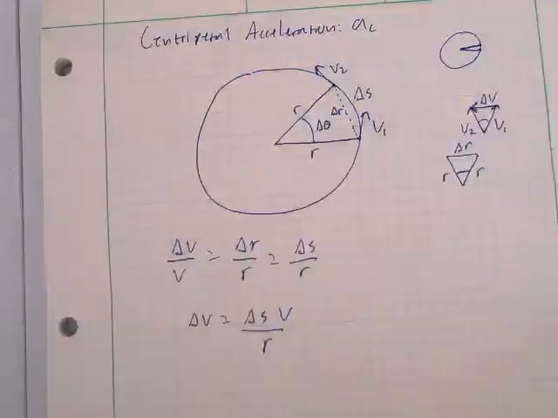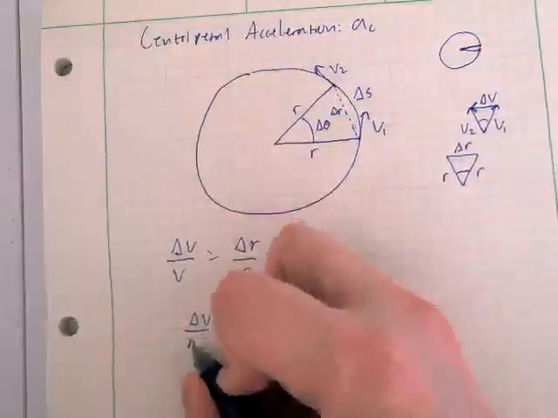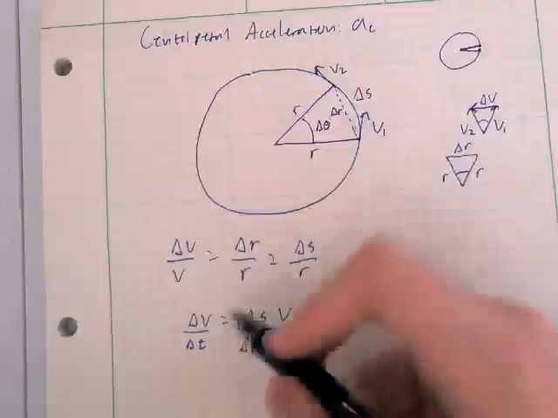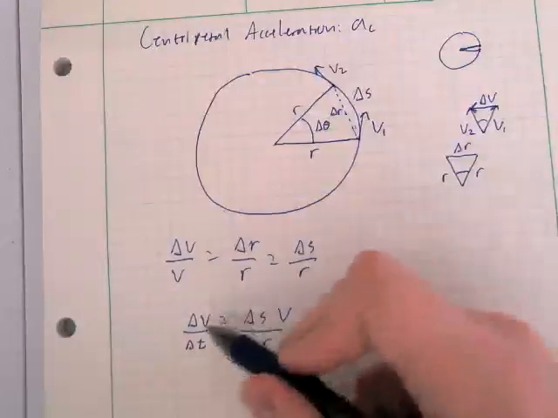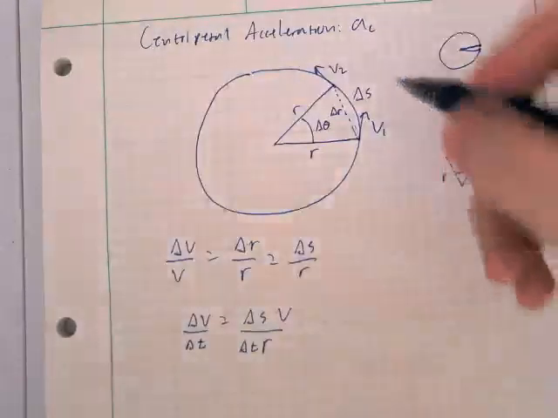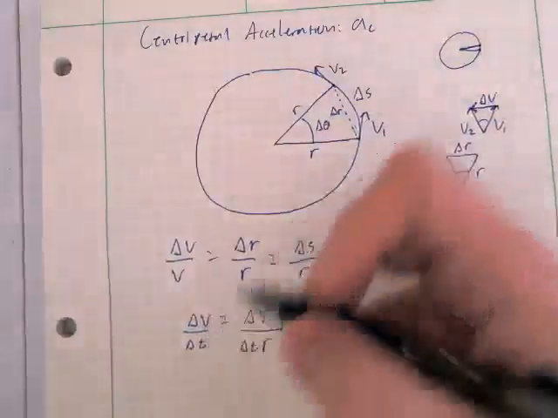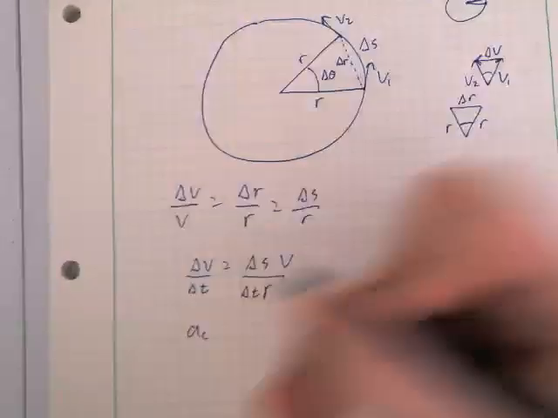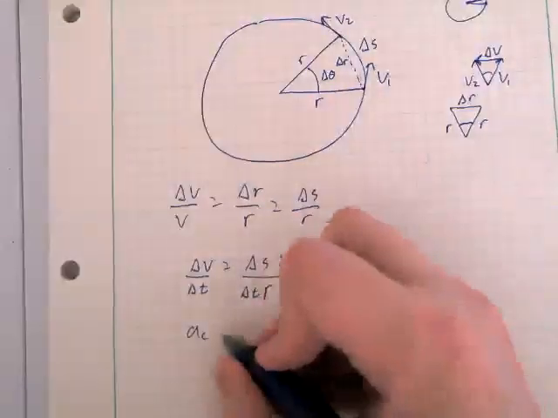So how does this help me? Well, what happens if I divide both these sides by delta t, just the amount of time that has passed? What do I have here? Delta v divided by delta t. This is now my centripetal acceleration, right? This change in velocity over change in time. This is the velocity change associated with my direction change, right? So this delta v over delta t is going to be a sub c, right?